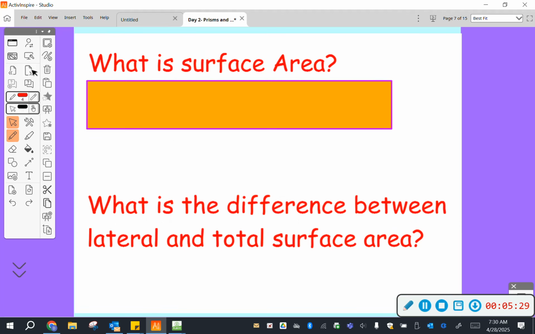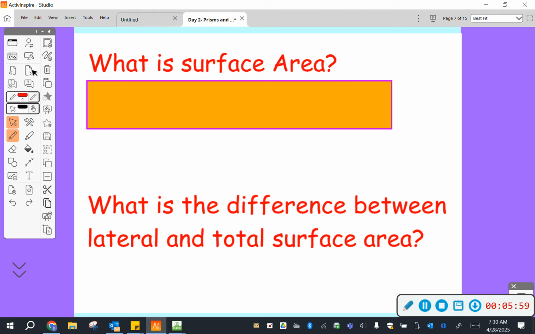So today we're going to be talking about volume and surface area. What does surface area mean? What is the surface? It's the outside, right? Touching the outside. What does area mean? How much it covers, right? So surface area is how much area is on the outside.